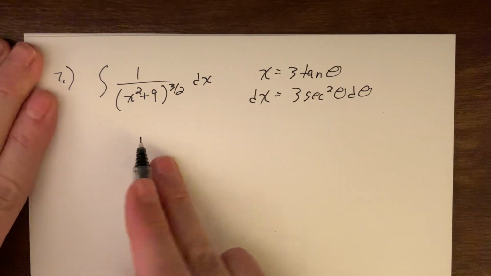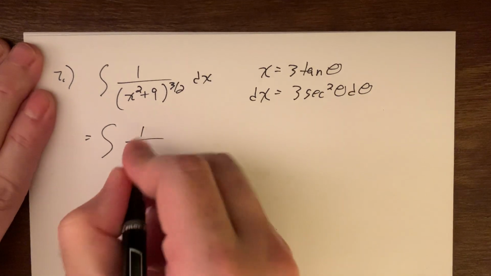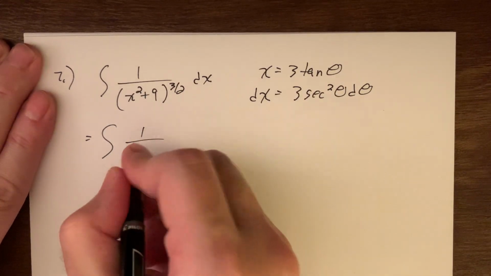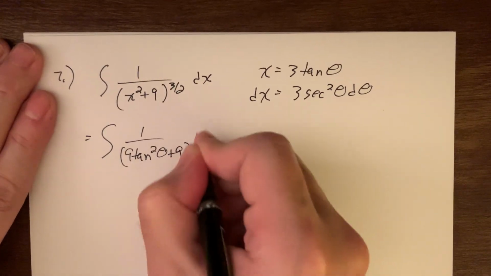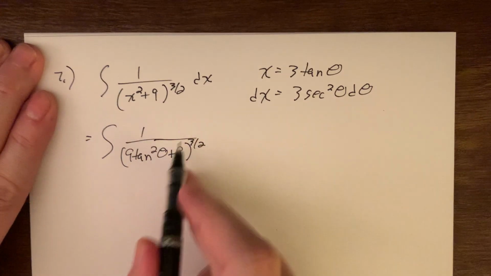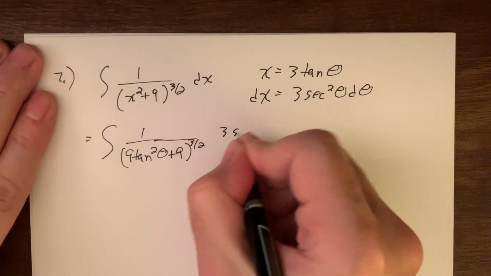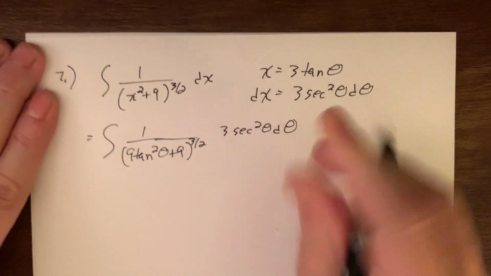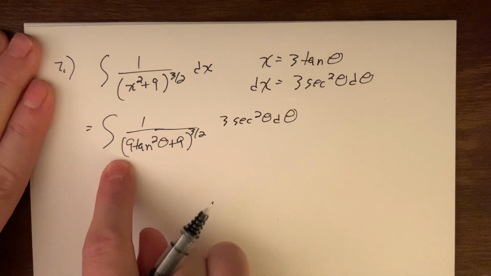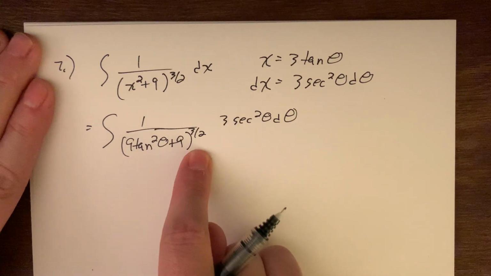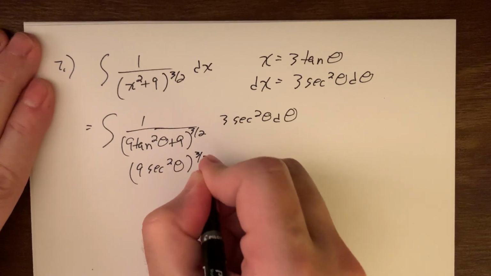Substituting that in, we get 9 tan squared. This is the first time we're seeing this one, so I'll write it all out. 9 tan squared plus 9 to the 3/2, which again, maybe you want to write as the square root quantity cubed. dx is the 3 secant squared d theta. Working down here, 9 out in front, tan squared plus 1 becomes secant squared.